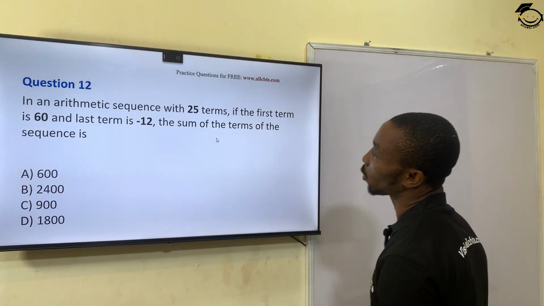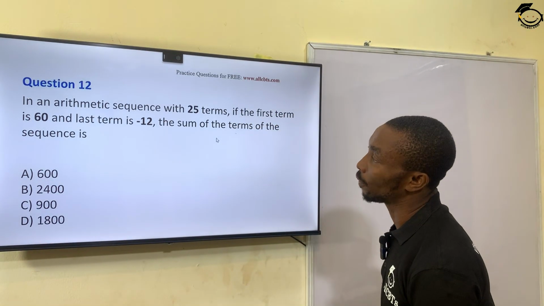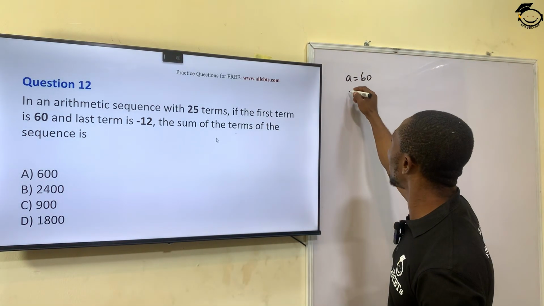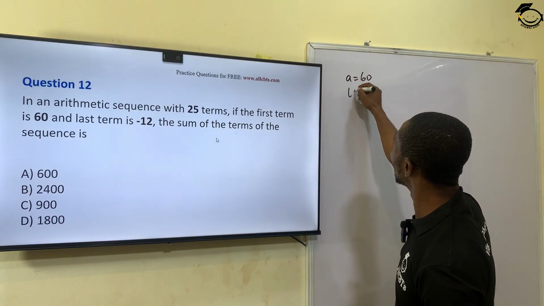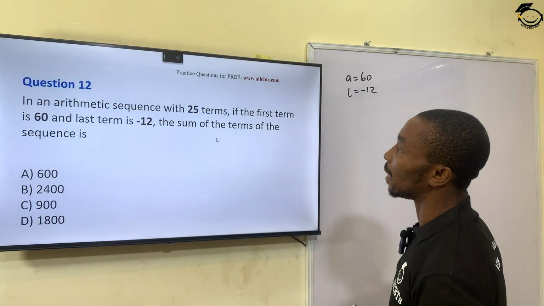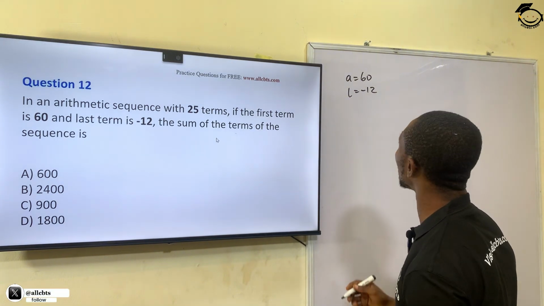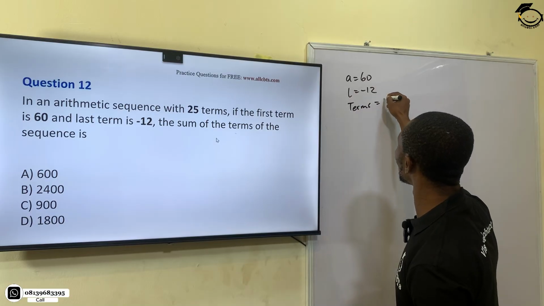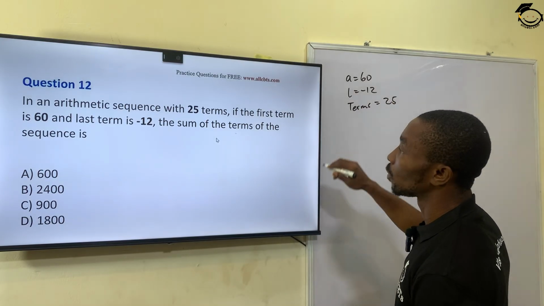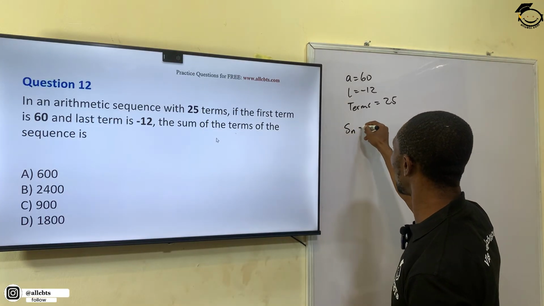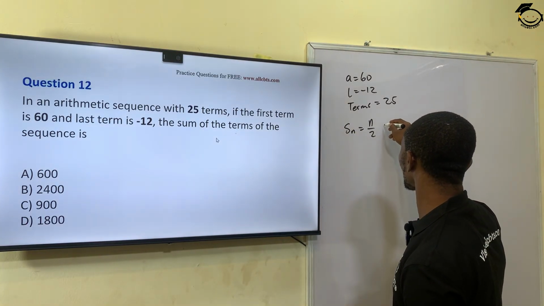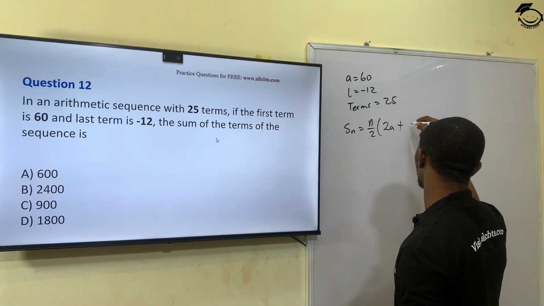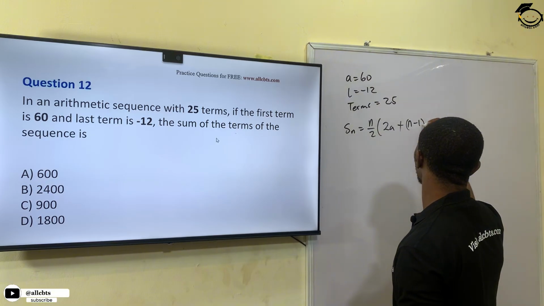In an arithmetic sequence with 25 terms, if the first term is 60, our a is 60, and our last term is minus 12, it says, thus find the sum of the terms of the sequence. Now we know that our number of terms is 25. So for us to get the sum of terms using our formula, Sn equals n over 2, bracket 2a plus n minus 1 d.